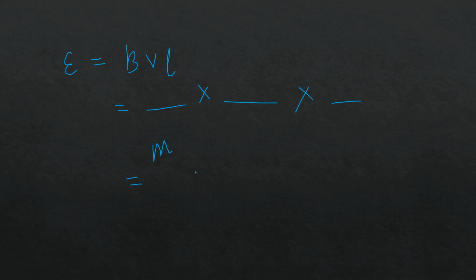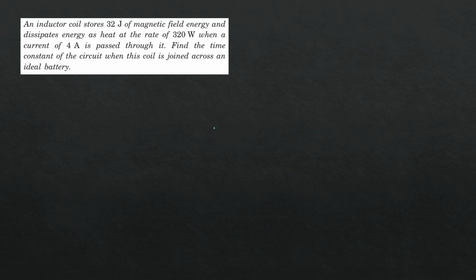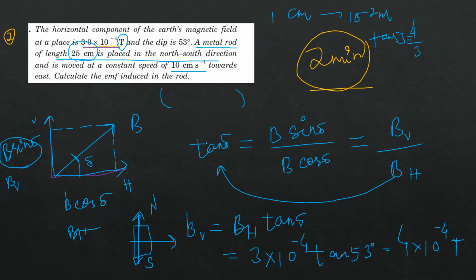I won't do this, you have to solve on your own, because up to this point everything was conceptual. I told you this is just mathematics. So you understood the concept. Horizontal component is given, angle of dip is given, we can calculate the vertical component through which formula? Tan delta is equal to BV by BH.